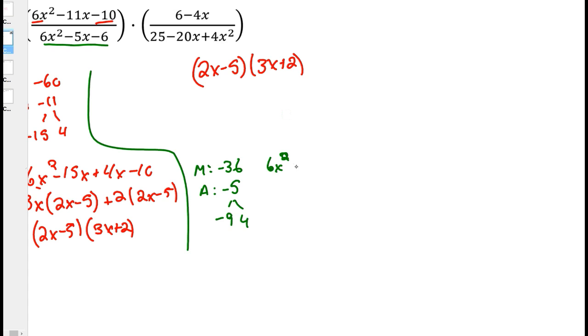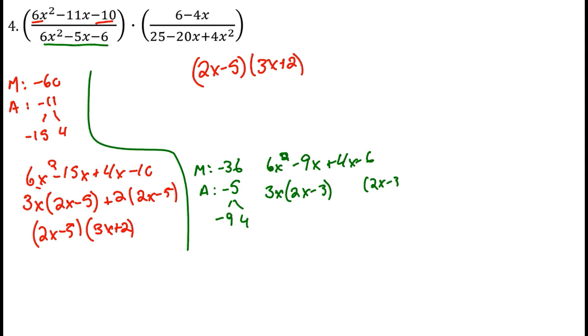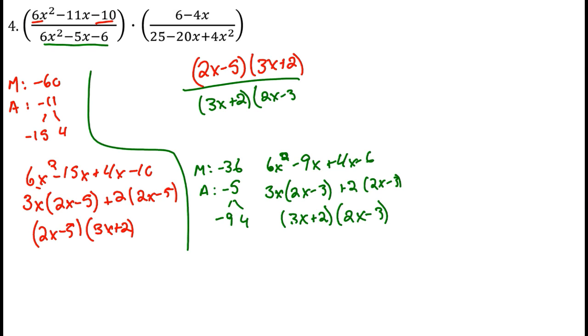So we have 6x squared minus 9x plus 4x minus 6. Group the first two terms and we get 2x minus 3. So I need a 2x minus 3 from those two terms. What do I need to factor out from those two? A plus 2. And I get 3x plus 2 times 2x minus 3. So the denominator factors into 3x plus 2 times 2x minus 3. Great, we factored the first rational expression.